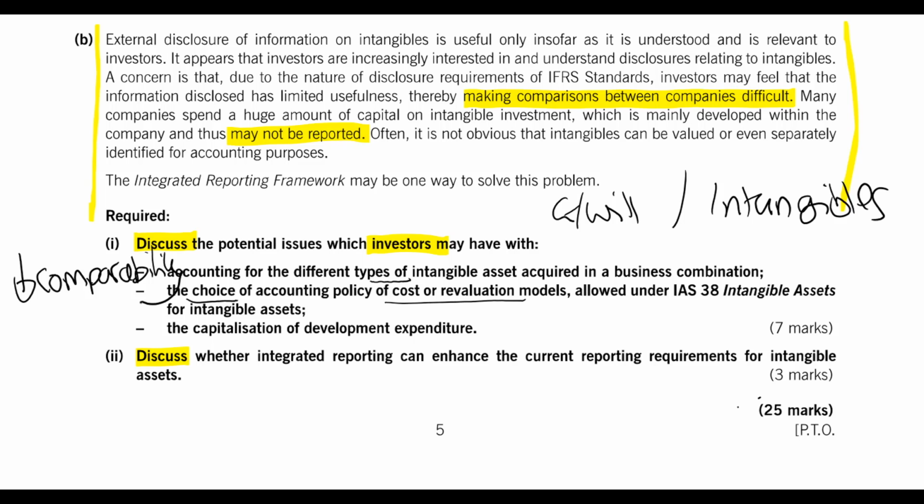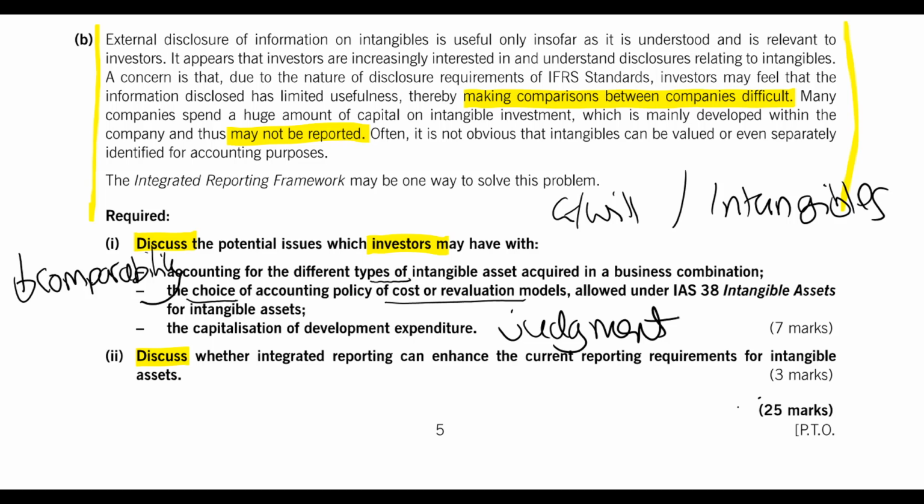Thirdly, the capitalization of development expenditure is a massive judgment call, and different businesses will have different levels of risk and different levels of attitude as to whether or not they're going to capitalize their development expenditure. And sadly, a lot of companies who spend money on R&D don't necessarily always capitalize those assets, so we can't see the costs that they've incurred being recognized on the balance sheet.